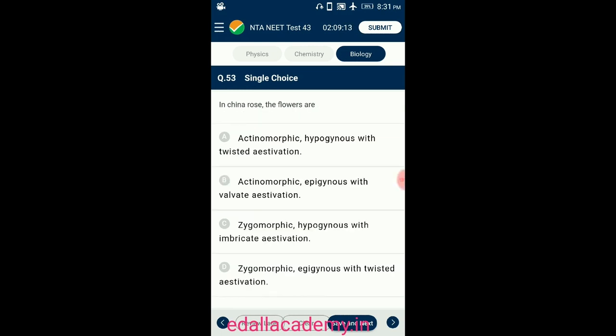Question number 53. In China rose, the flowers are... China rose is commonly called hibiscus. The flower is actinomorphic, thus it can be divided into two equal halves from any vertical plane passing through the center. The ovary is superior, so it is called hypogynous, and the petals show twisted aestivation. So the answer for this question is option A. China rose flowers are actinomorphic, hypogynous with twisted aestivation.